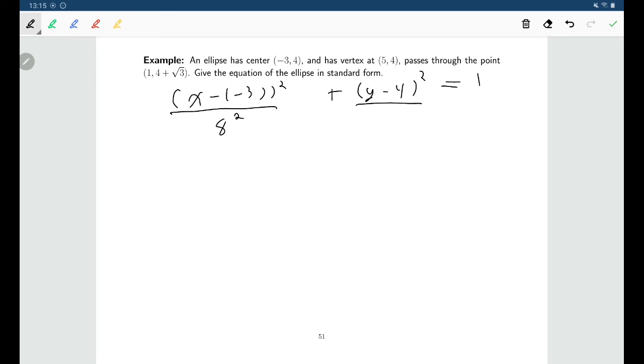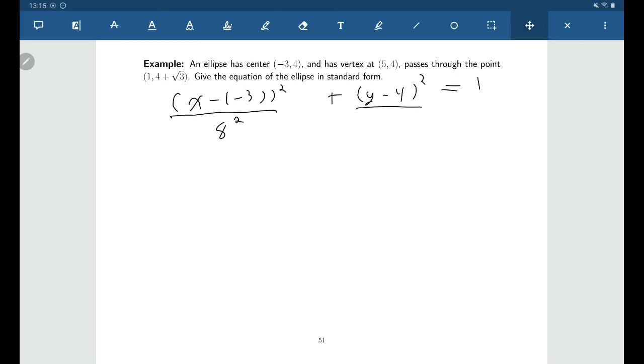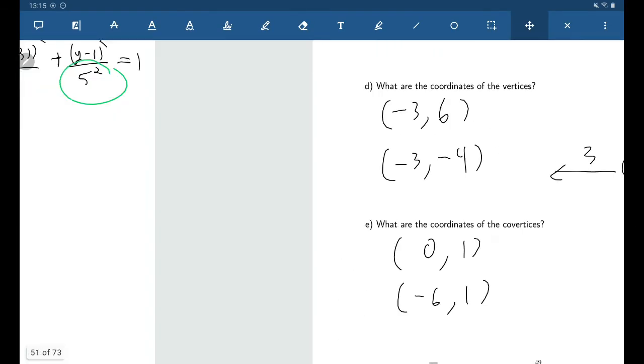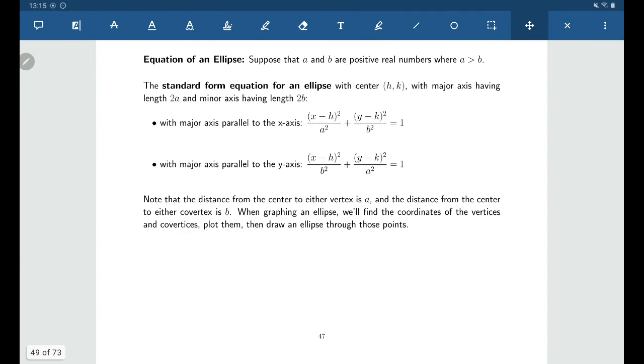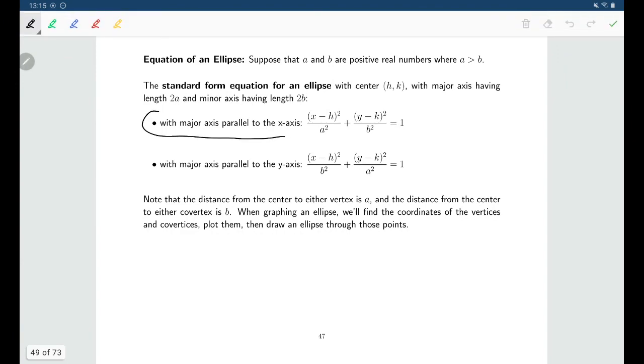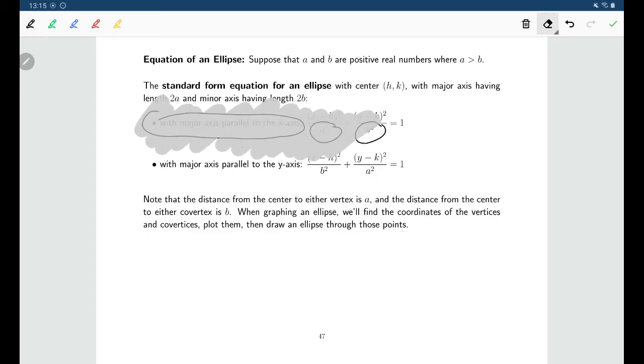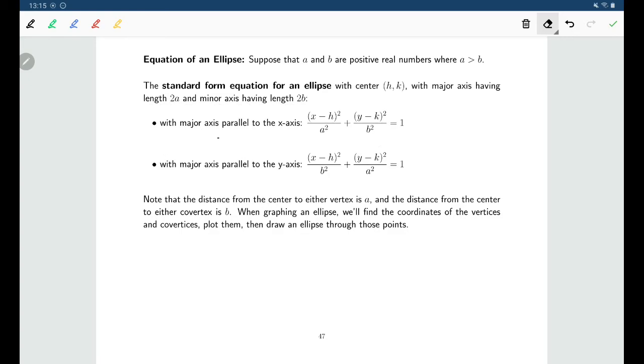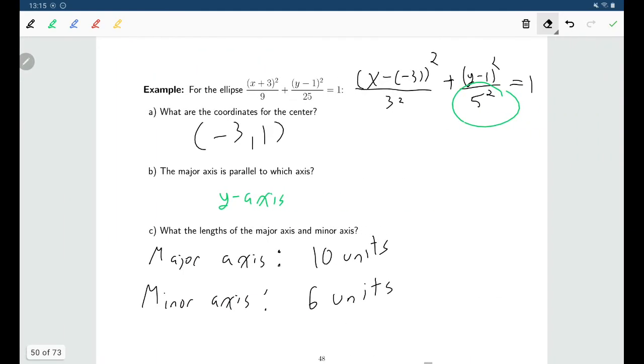So if we're thinking back to the form of the ellipse equations that I gave a few slides back, here we're in the first scenario where we have the major axis parallel to the x-axis, and we've determined that a is 8. So the thing left for us to figure out is, what is b? What is our distance from the center to the co-vertices?